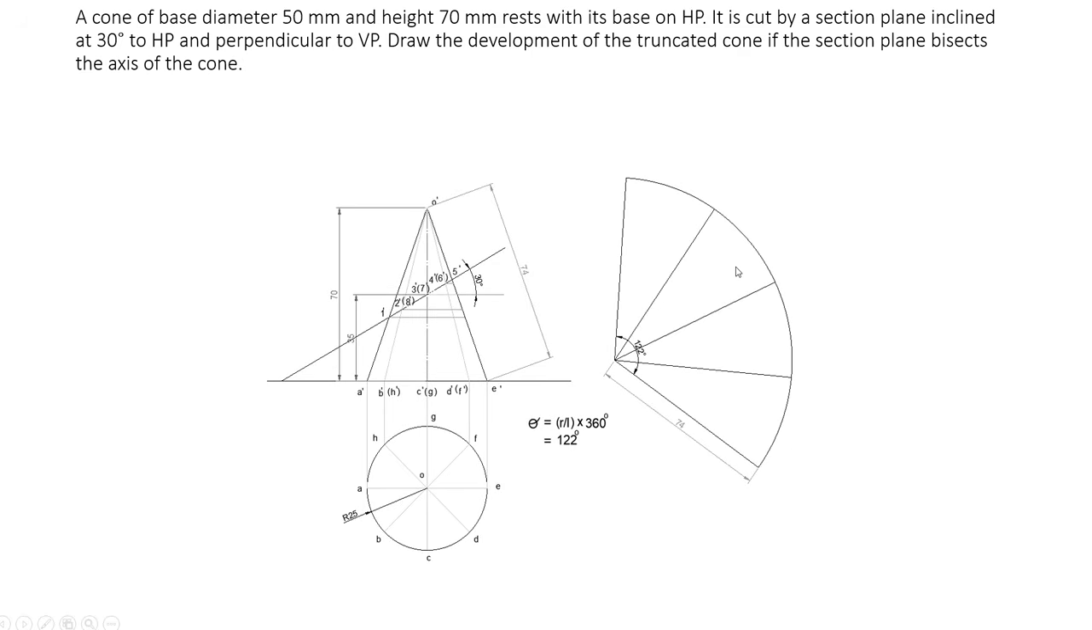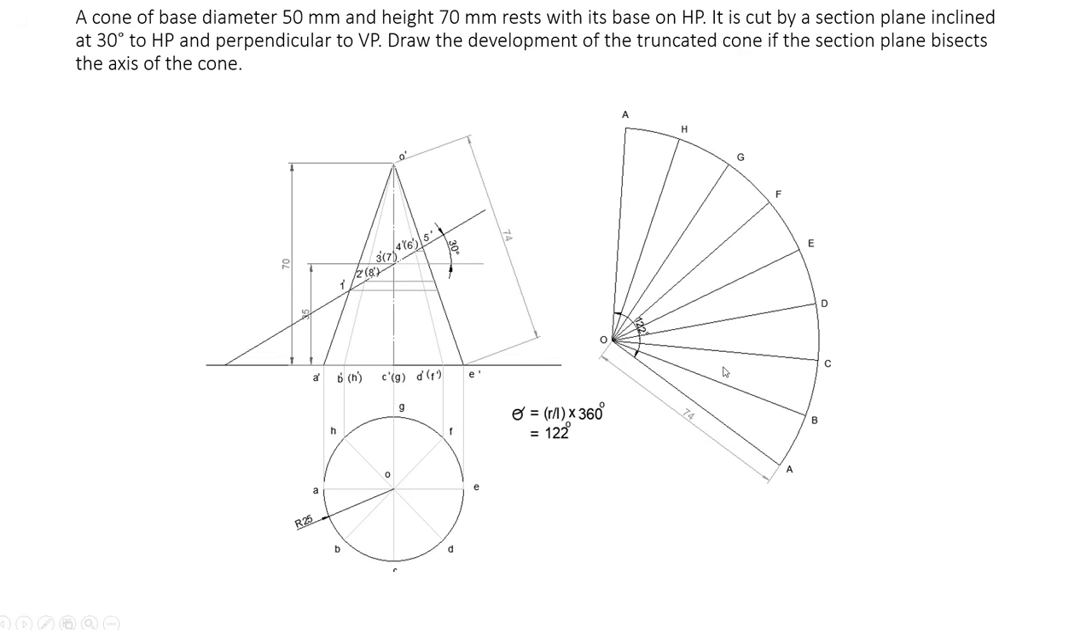Now after dividing that into 2 divisions, you want to divide that into 4 divisions. That is, this one angle will be 30.5 degrees. So you divided that into 4 divisions. Now you want to divide that into 8 divisions. Here we are taking 8 divisions.